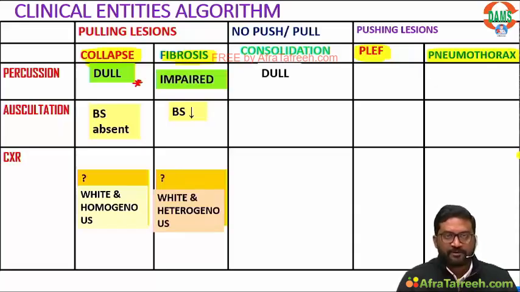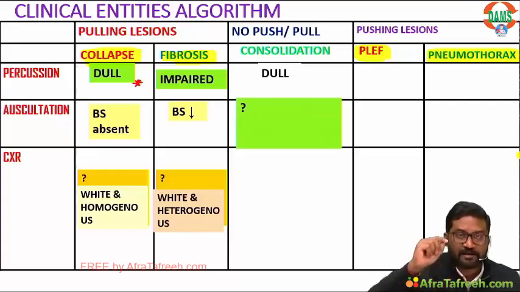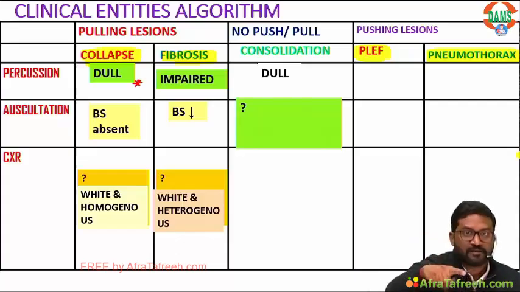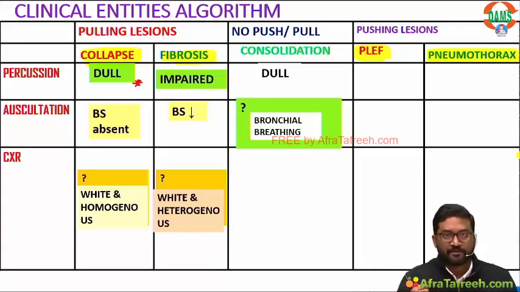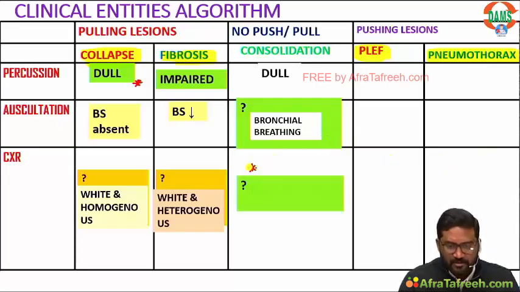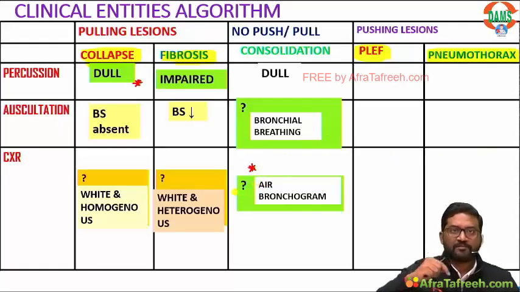Then consolidation, because of secretions, it will be dull. And what is the classical breath sound? Come on, answer. In consolidation, what will you listen? It is called bronchial breath sound. And on the chest X-ray, what do you notice? What is the classical finding? It is air bronchogram. See, I am going to show you all these findings once again.